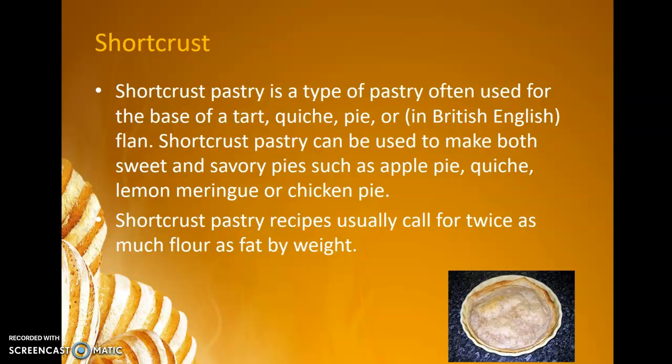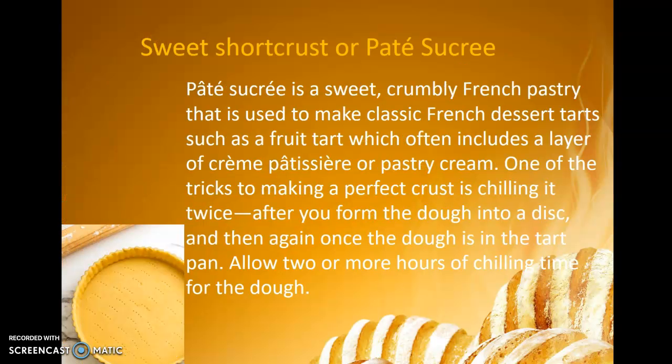Short crust pastry is a type of pastry often used for the base of a tart, quiche, pie, or in British English, flan. Short crust pastry can be used to make both sweet and savory pies such as apple pie, quiche, lemon meringue, or chicken pie. Short crust pastry recipes usually call for twice as much flour as fat by weight.